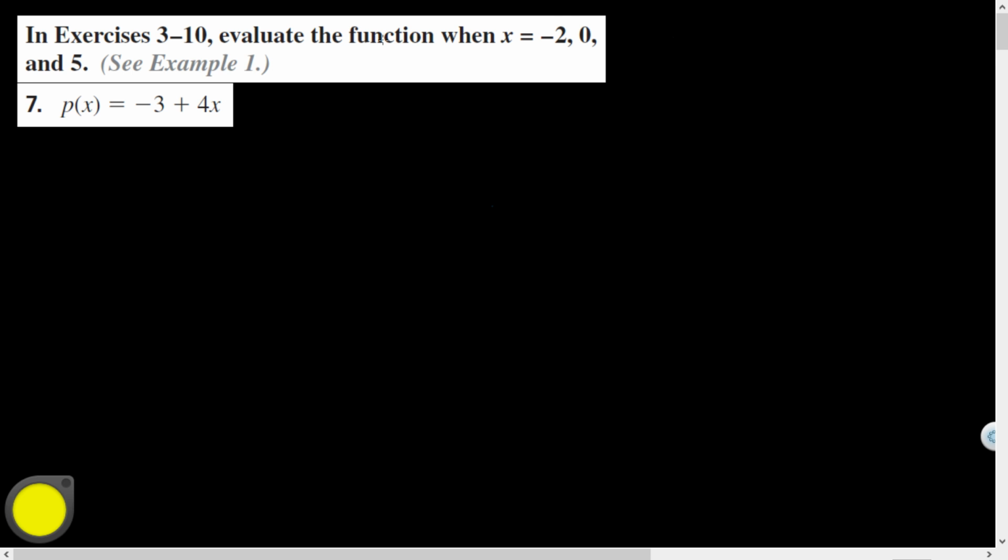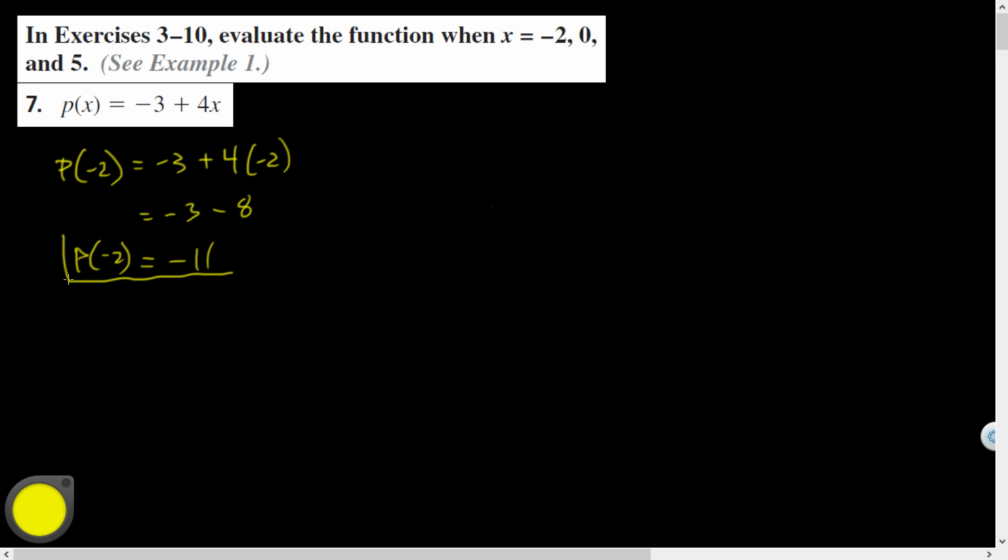If I want to figure out what the function is equal to when x is -2, I would have p of -2 equals -3 plus 4 times -2. I'm plugging it in as the input, and p of -2 represents the output, which is what I get when I simplify this. I'm just going to PEMDAS this. So -3, 4 times -2 is -8. -3 minus 8 is -11. So p of -2 is equal to -11.